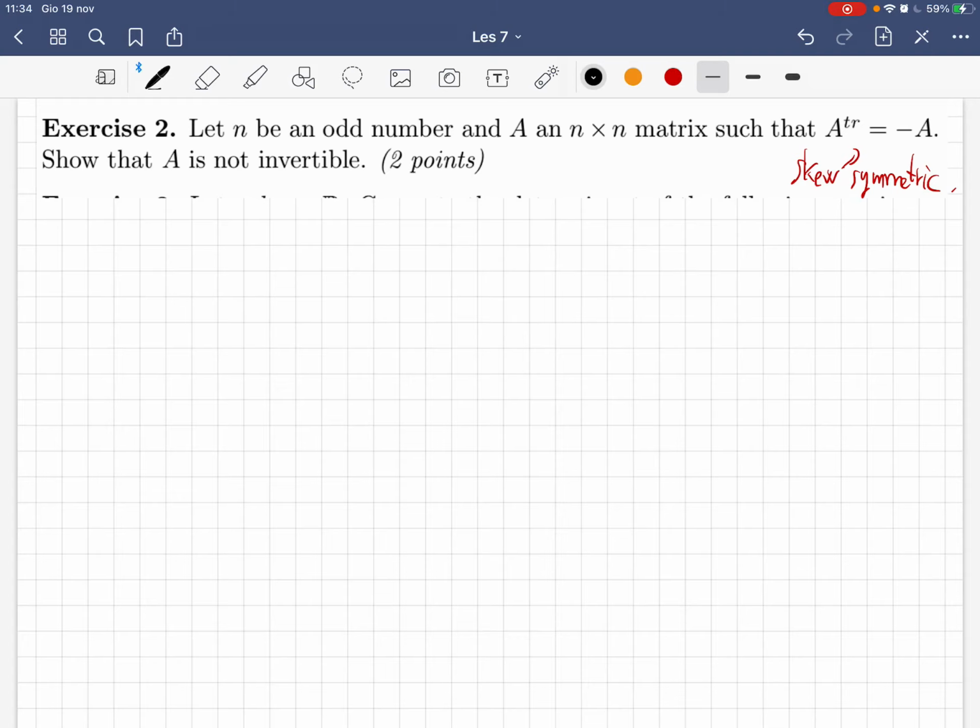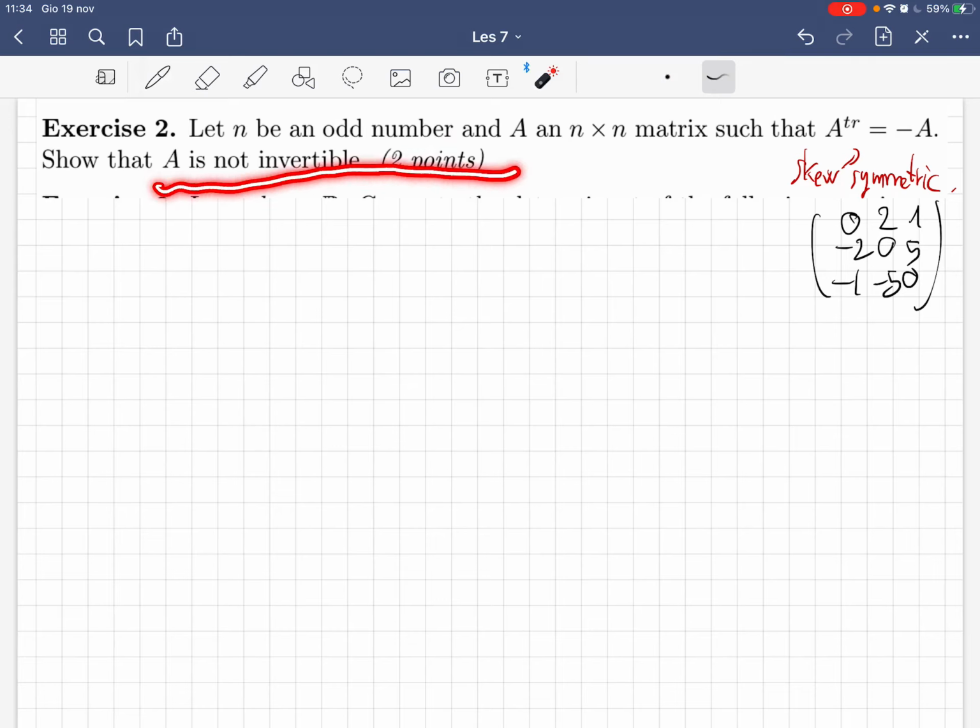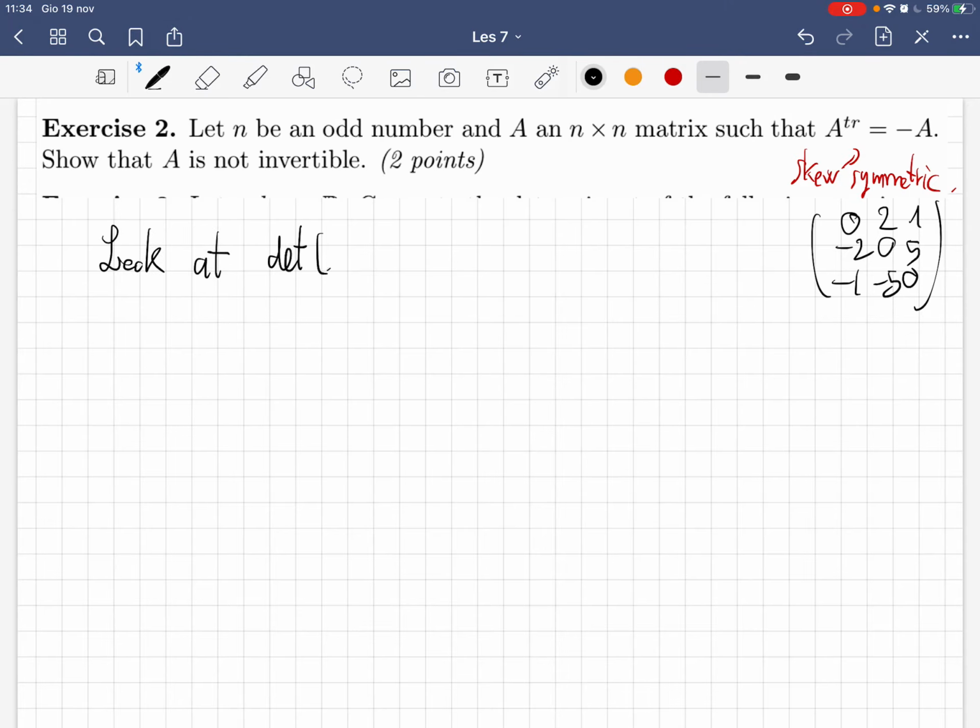And you can see there are things of the form where you have to have a 0 on the diagonal, and then you have things like this. This is an example if you want, but it's not really important here. And you have to prove that A is not invertible. Well, we know that invertibility can be checked with the determinant. So we look at the determinant of A.